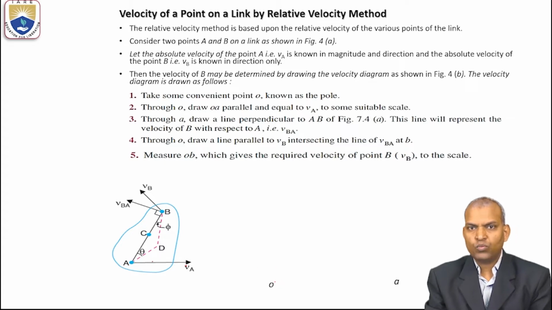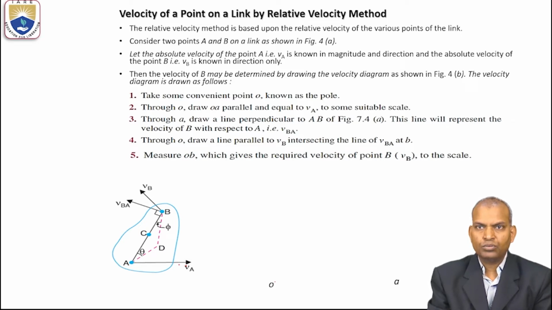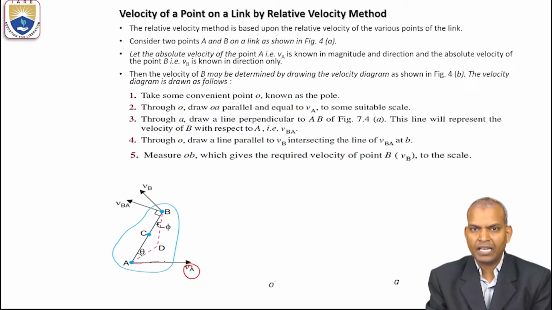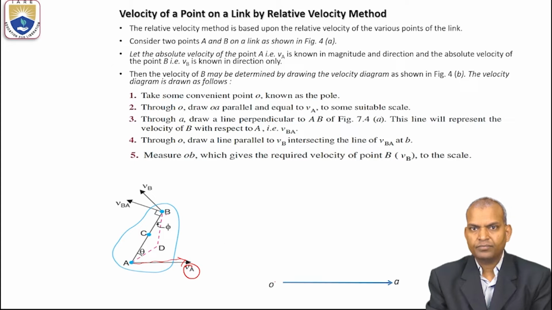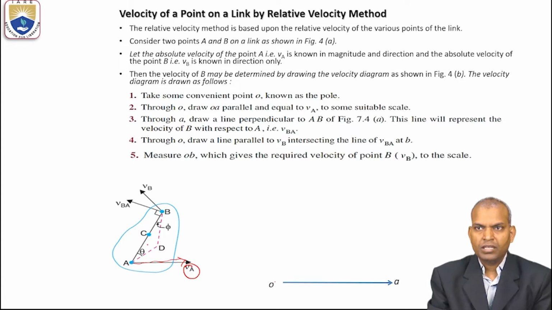Through O, draw a line OA parallel to and equal to VA to some suitable scale. This is the VA we are drawing. Next, through point A, draw a line perpendicular to AB. This line will represent the velocity of B with respect to A, that is VBA. We know the direction, we don't know the magnitude.